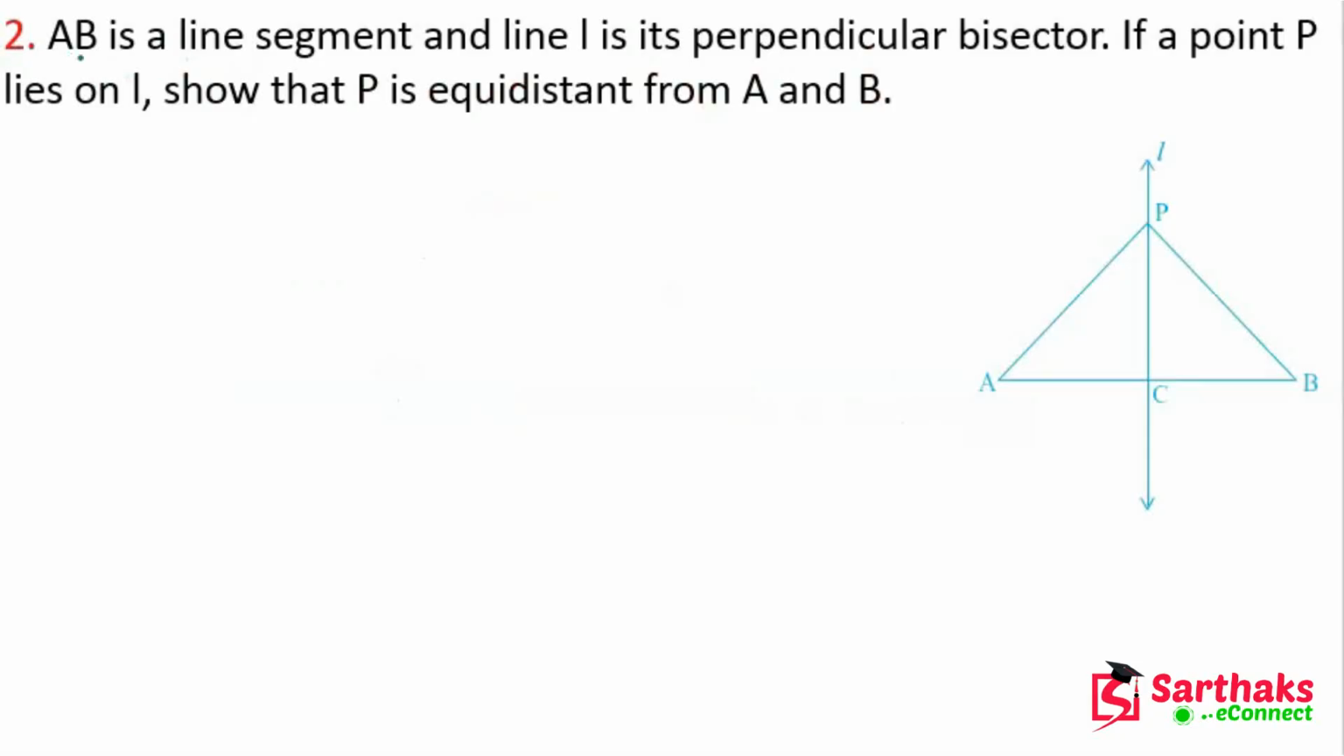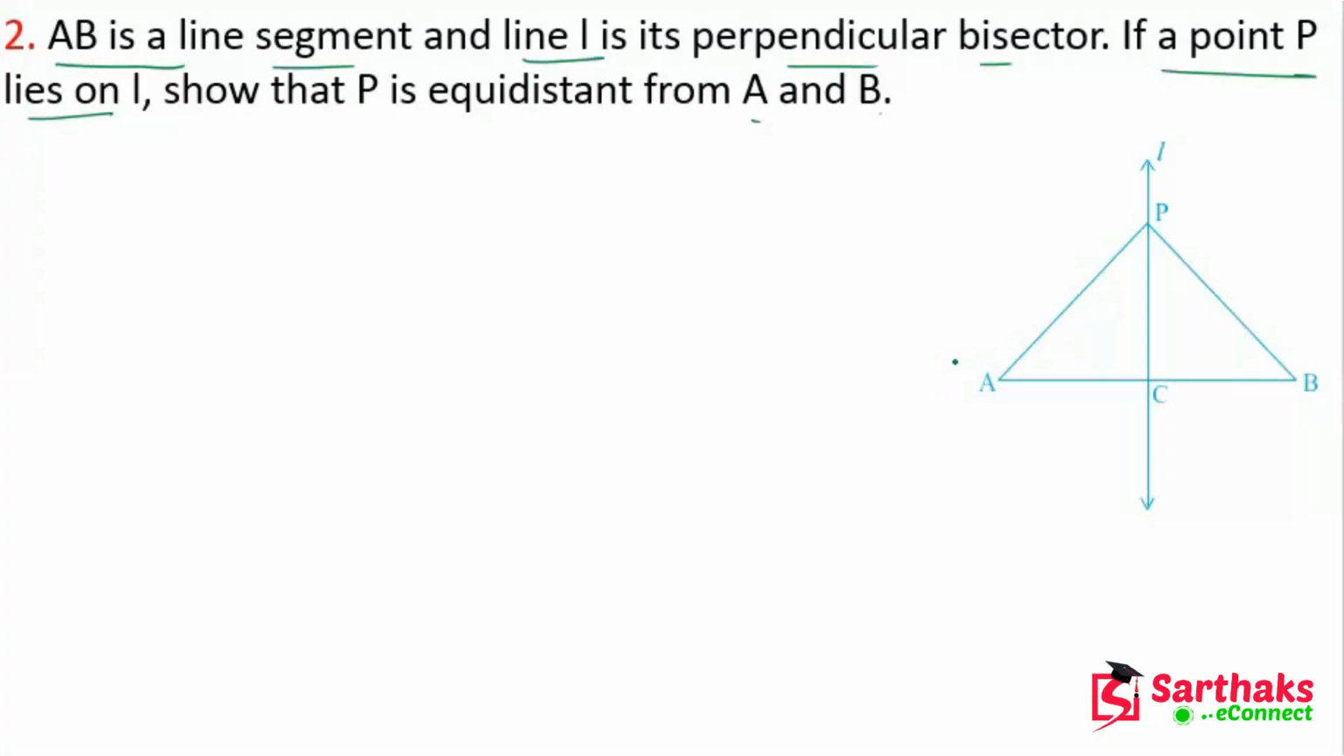Now AB is a line segment, and this line L is the perpendicular bisector. Got it? Now if a point P lies on L, we have to show that P is equidistant from A and B. Now we have to prove that AP is equal to PB.